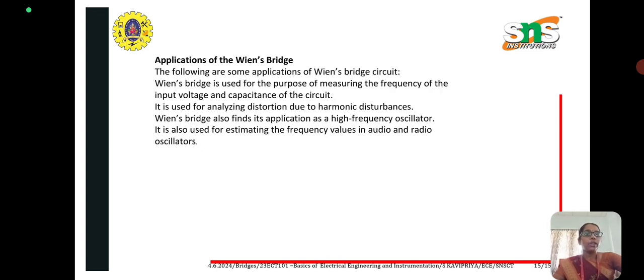Applications are that it is used for measuring the frequency, it is used for measuring the capacitance of the circuit, and it is used for analyzing distortion due to harmonic disturbance. It also finds application as a high frequency oscillator. It is used for estimating the frequency values in audio and radio oscillators.